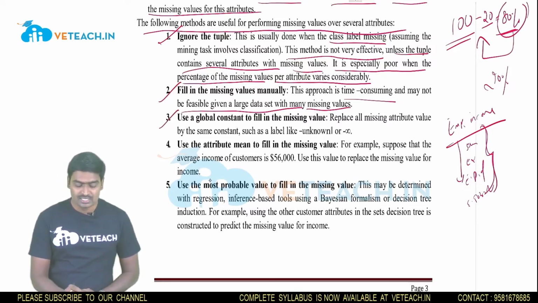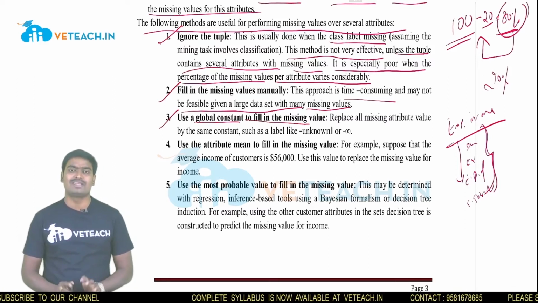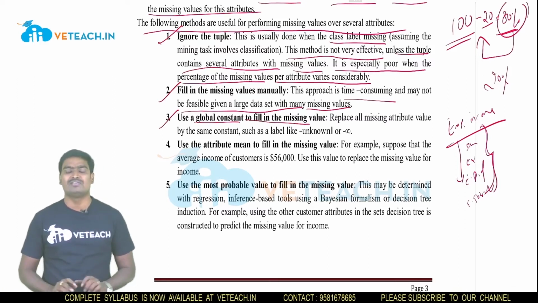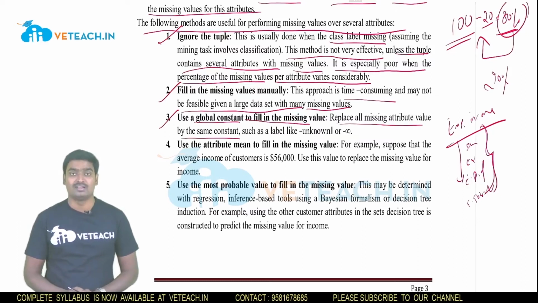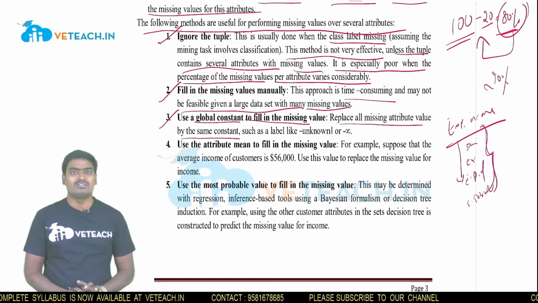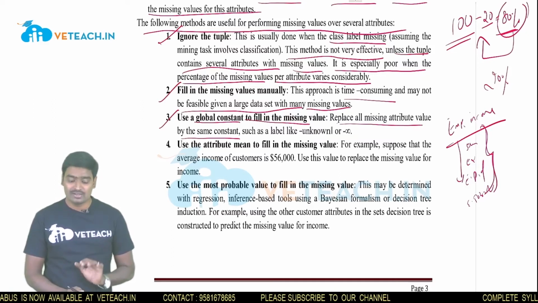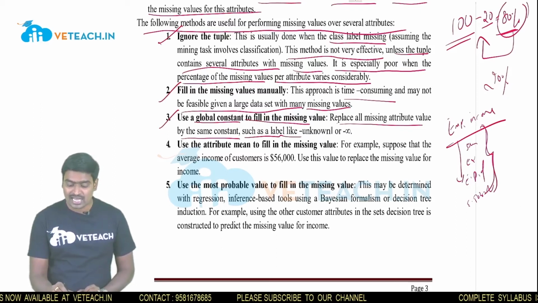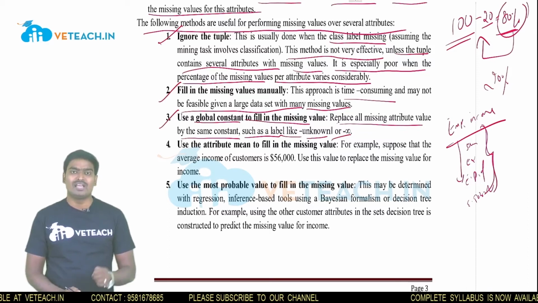The next one is use a global constant to fill the missing values. Optimally we have to insert the value. That means replace all the missing attribute values by the same constant. Is it possible or not? We never predict it this way. It would be a label like unknown or minus infinity. Unknown values we have to enter.